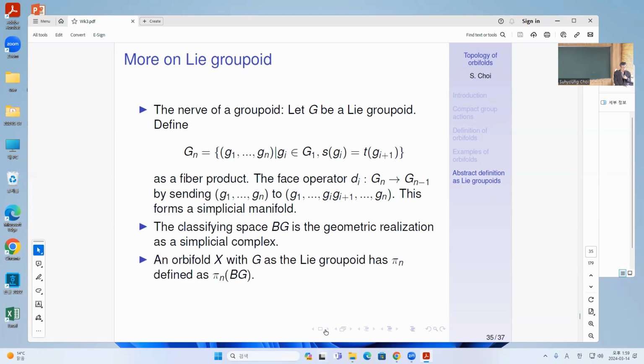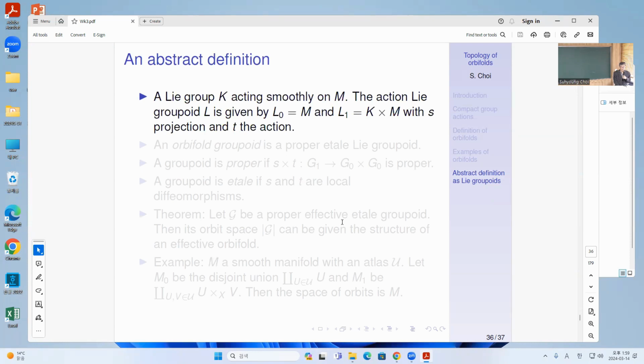Okay, so an orbifold X with G as a Lie groupoid has pi n defined as the pi n of this BG. So orbifold will be realized as a Lie groupoid. Then you can compute the fundamental, I mean the higher homotopy groups like this. Now we define our orbifold as a Lie groupoid.